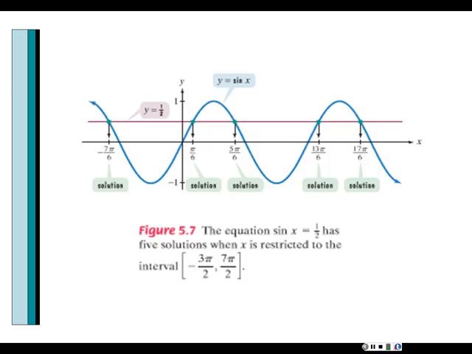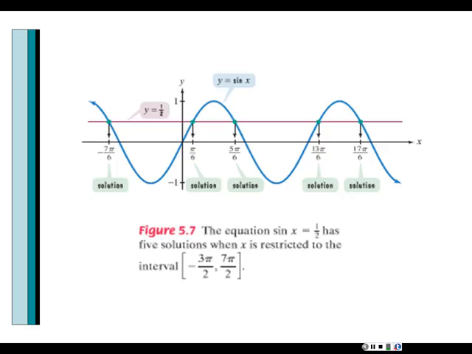Do you see the red line here? The red line is the line for the half. You see how many places the blue graph is intersecting the red line, right? Because there are infinite number of points where sine x equals half, right? Because it's periodic. After every single period, the value is repeated.